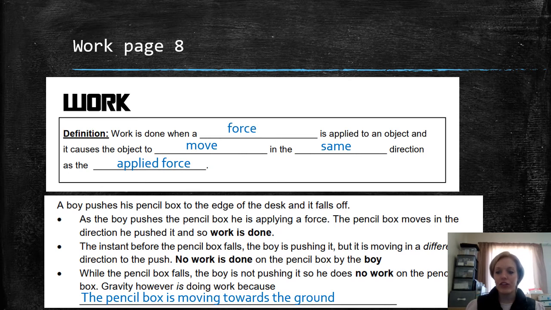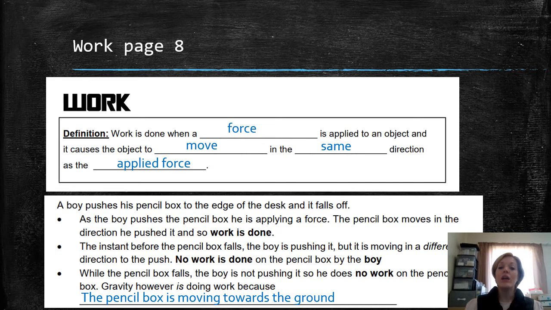These are the key features of work. Work is force combined with distance or displacement. What is displacement? Displacement is a change in position. Here, it's the same thing. The pencil box was here, and now the pencil box is here. There's a change in position. Therefore, work has been done. However, if the pencil box was here, and now all of a sudden it's falling down to the ground, and it's not moving in the direction of the force, the boy is not responsible for that work anymore. Gravity is responsible for that work.